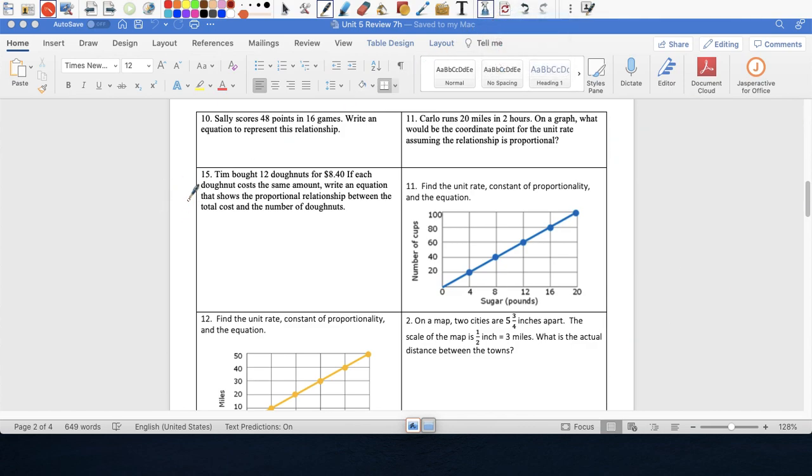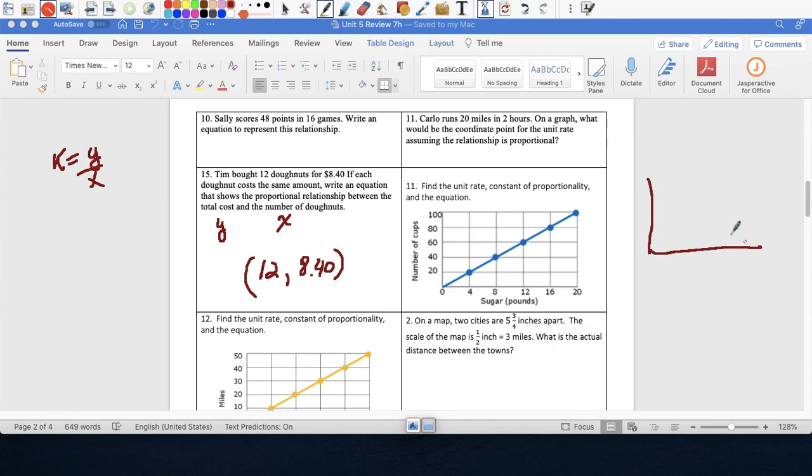Tim bought 12 donuts for $8.40. Each donut costs the same amount. Write an equation showing the proportional relationship between the total cost and the total number of donuts. So total cost is your y, number of donuts is your x. So again, k equals y over x. And now our point here would be 12 donuts, $8.40, which would be a point on our graph, right?